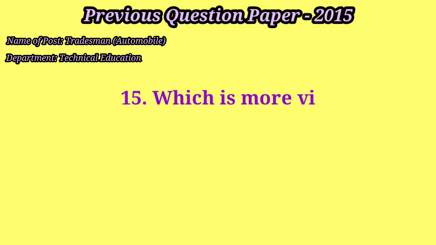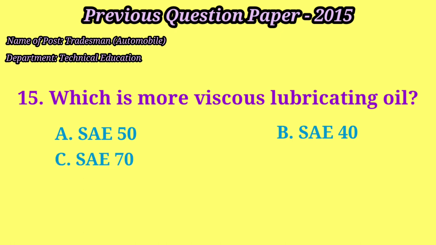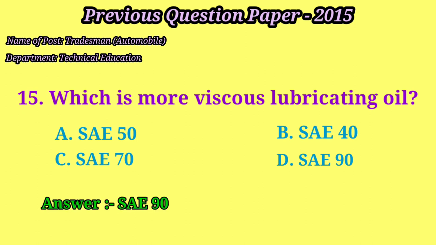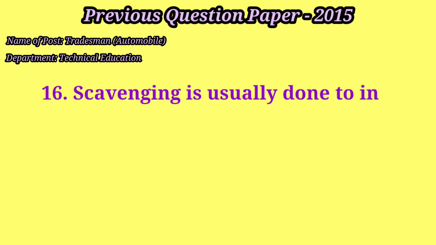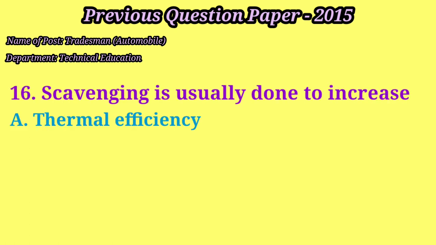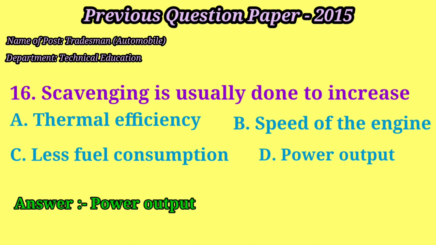15. Which is more viscous lubricating oil? A. SAE 50. B. SAE 40. C. SAE 70. D. SAE 90. Answer: SAE 90. 16. Scavenging is usually done to increase A. Thermal efficiency. B. Speed of the engine. C. Less fuel consumption. D. Power output. Answer: Power output.